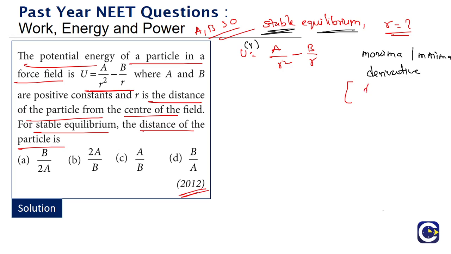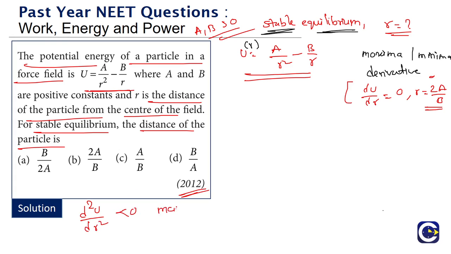So the first conclusion we are able to draw: derivative is 0 at r is equal to 2a by 3. Now at this point, the potential energy function may attain a maxima or a minima. How do we know which? For that, we use the second derivative. If the second derivative of the function is less than 0, negative, at that point the function will be at a maxima. If the second derivative is positive, then at that point the function is at a minima.